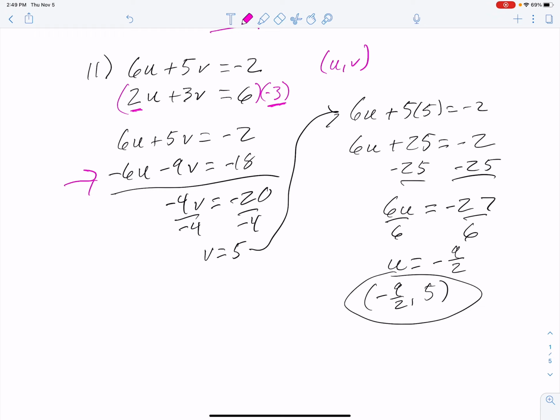Distributed through my problem, got -6u minus 9v equals -18. Those add up to 0. 5 minus 9 is -4. -2 minus 18 is -20. Divide by -4 and get my v value.